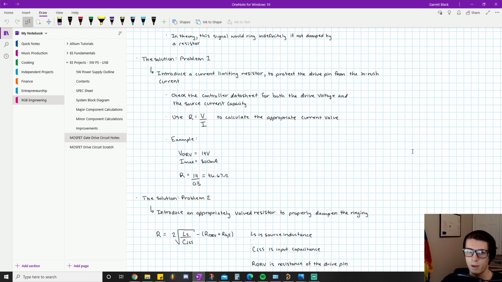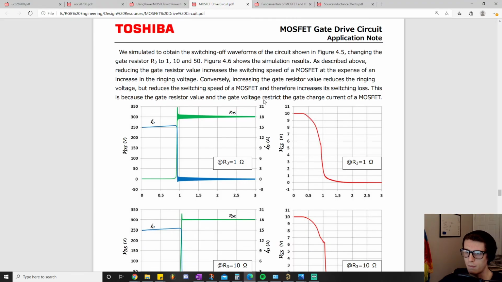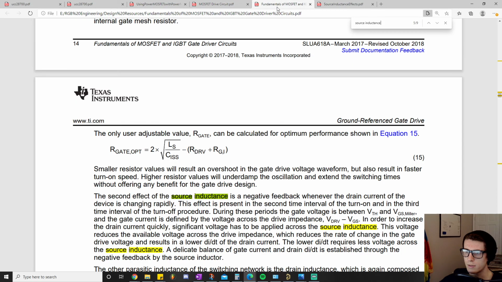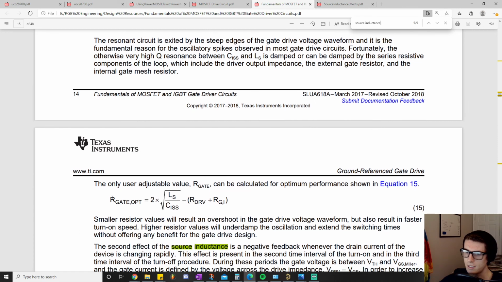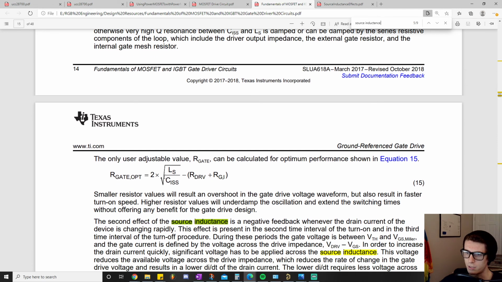And I showed you an equivalent circuit diagram that is also presented right here. So this is the circuit we're solving for, and we basically want to properly dampen this circuit when we have these component values. And as you can see, they give you this wonderful equation here, which is 2 times the square root of the quantity source inductance divided by input capacitance, minus R drive and RGI.